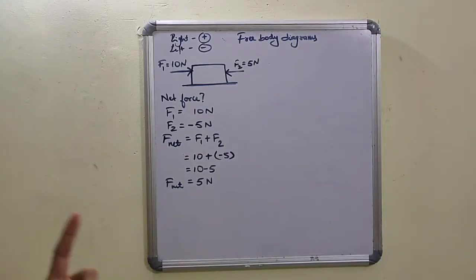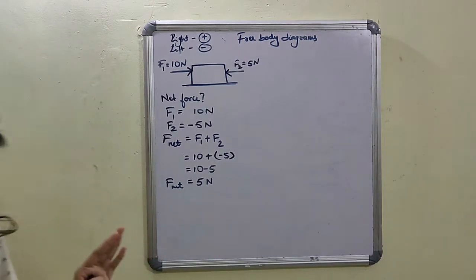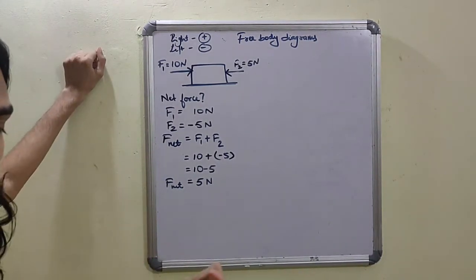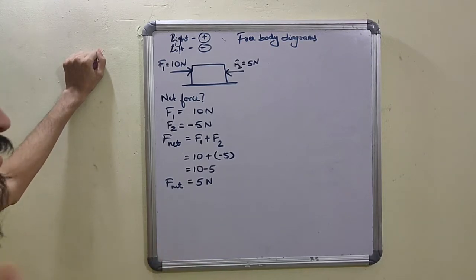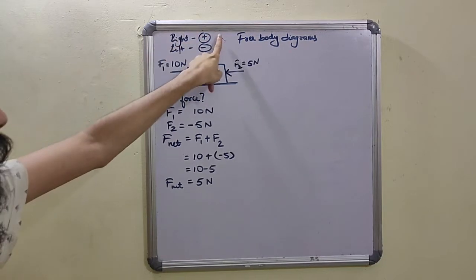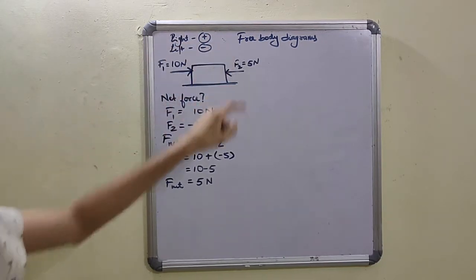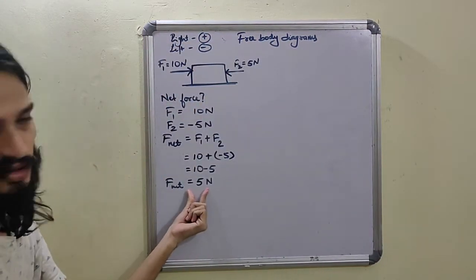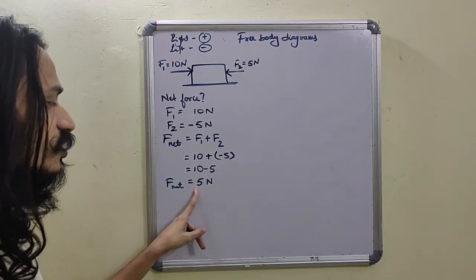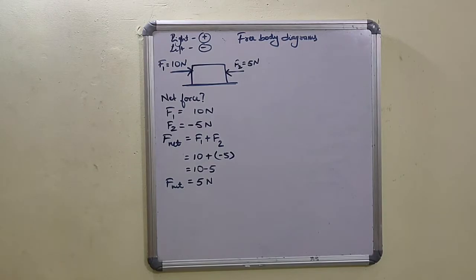But this is an incomplete answer. How do I make sure it's complete? Force has magnitude and direction. Size and direction. Size we can find from the number. Direction we need to find using the symbols. Now which symbol does my answer have? Plus or minus? Right? If you see there is no symbol, that means plus symbol.